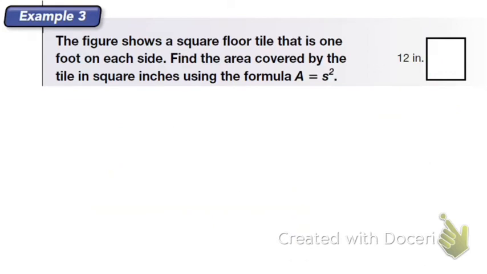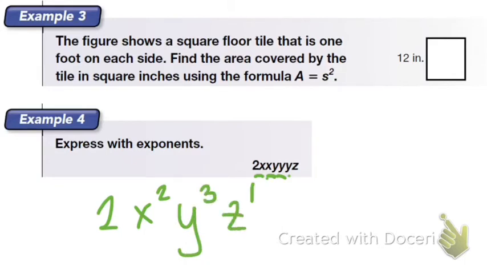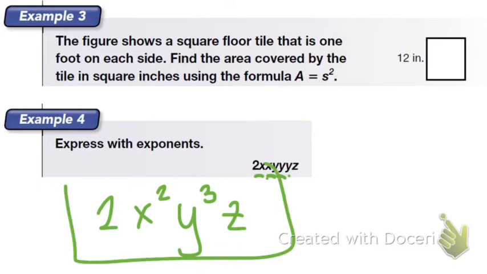Okay, next example is number 4. It says express with exponents, and it's 2 times x times x times y times y times y times z. Okay, the first thing that we're going to want to do is write down our number. So we know we have a 2. We have x times x, which means x squared. And then y times y times y, which we know is y cubed. And there's just one lonely z. We don't have to write the 1. So we would just write 2x squared, y cubed, z.